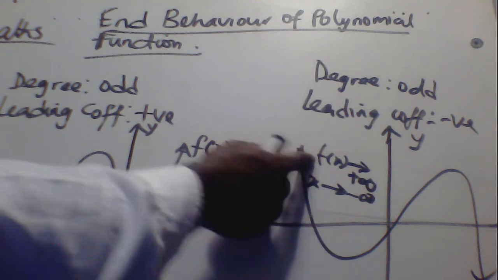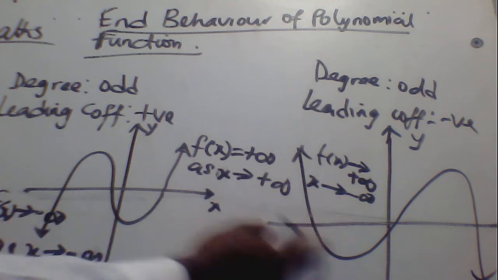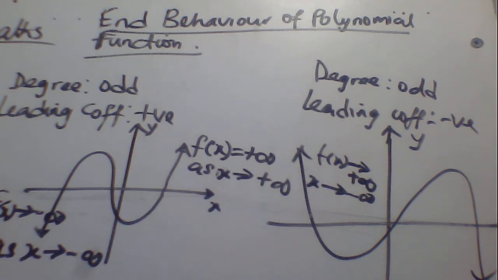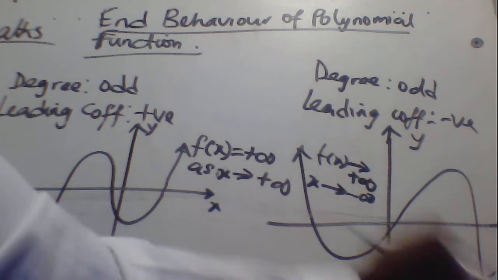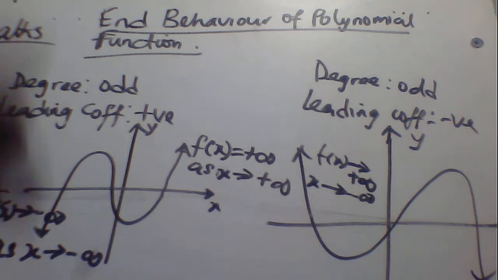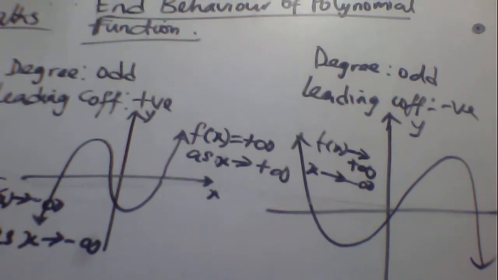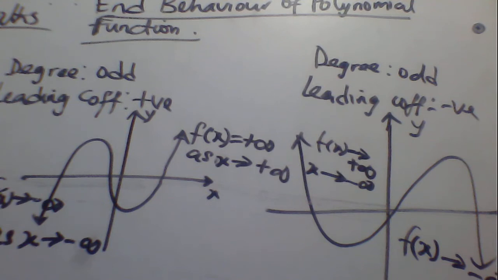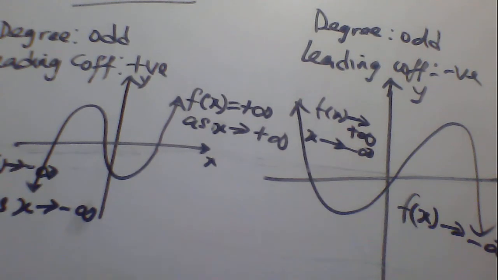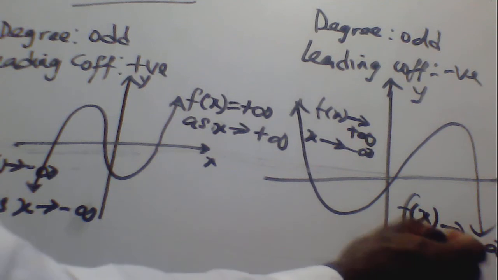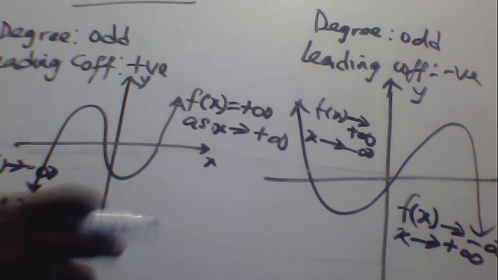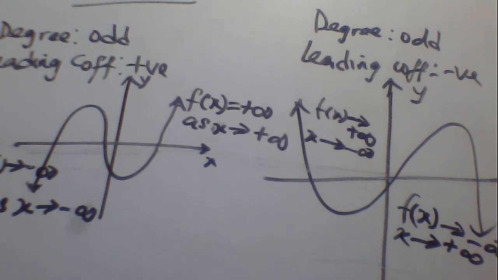See, it is increasing, the function will tend to positive infinity, because this side has negative values of x. x will tend to negative infinity. So at this point, the graph is pointing downward. Therefore, the function will tend to negative infinity, because this is the positive side of x, x tends to positive infinity. So this occurs when the degree is odd and the leading coefficient is negative.